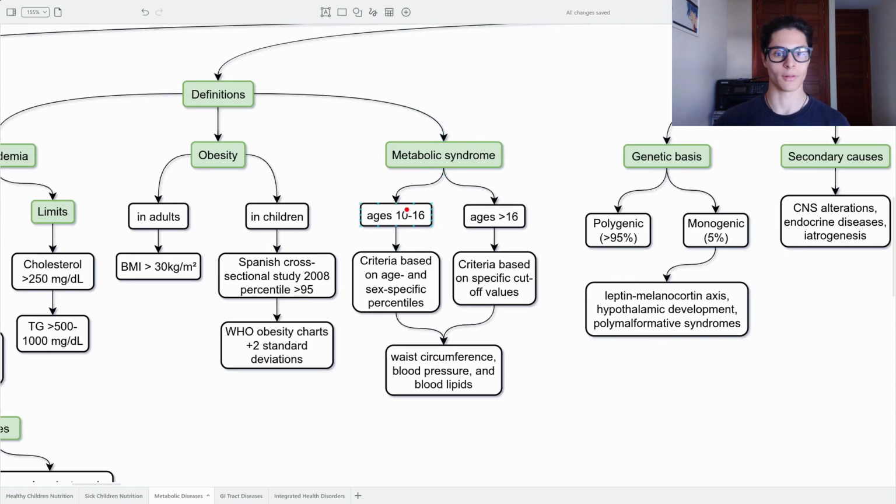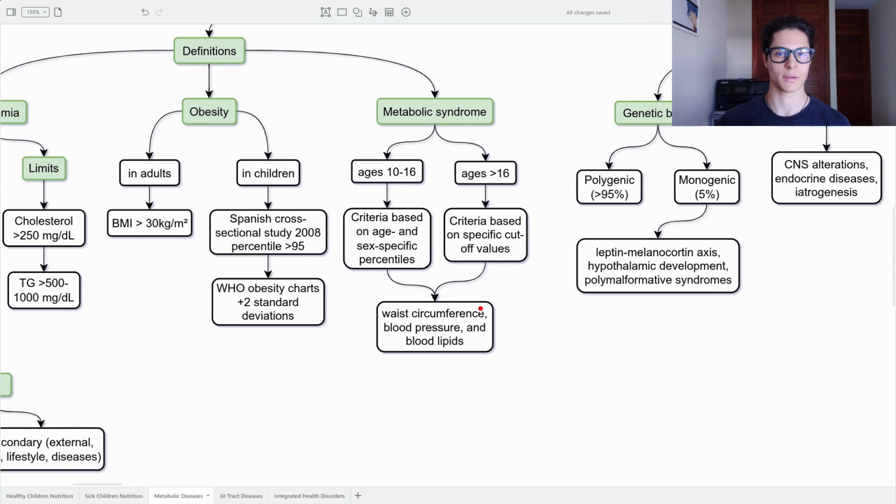Metabolic syndrome. Well, in ages between 10 and 16, the criteria is based on age and sex-specific percentiles, and over 16, it is based on specific cutoff values, same as adults more or less. And this has to do with waist circumference, blood pressure and blood lipids, again, the dyslipidemia.